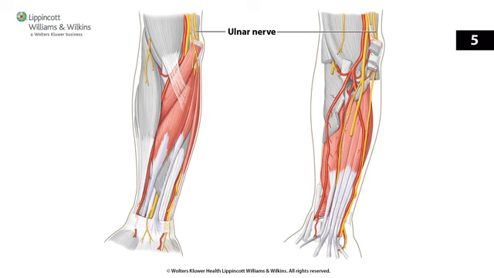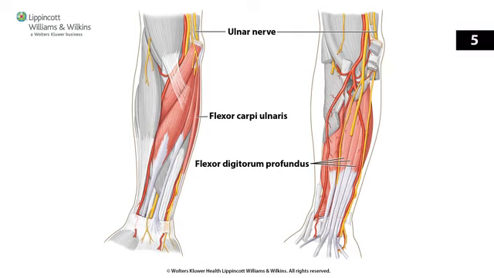All right, so now let's move on to the ulnar nerve. Now, in the forearm, the ulnar nerve innervates the flexor carpi ulnaris and the flexor digitorum profundus. The flexor carpi ulnaris will flex and adduct the wrist. The flexor digitorum profundus will flex the wrist and flex the fingers.